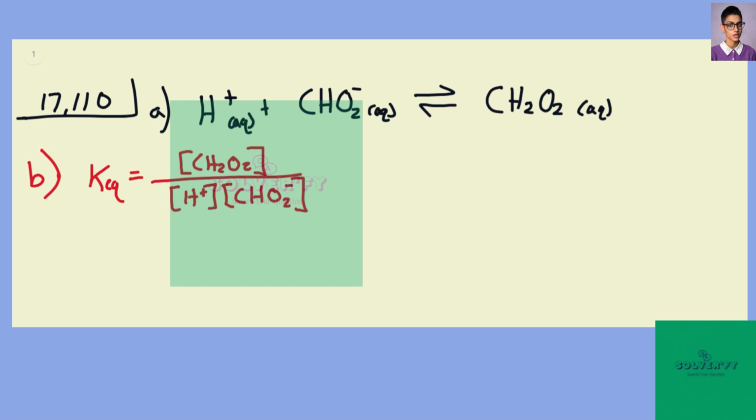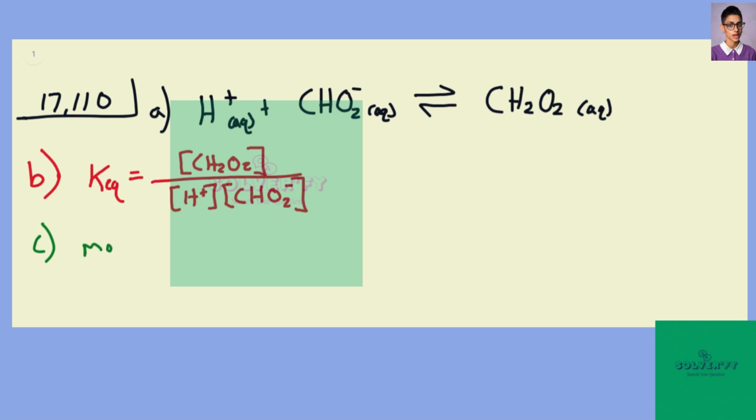And then in part C, we're asked to calculate the equilibrium concentration of sodium, chlorine, hydrogen, formate, and formic acid when 50 milliliters of 0.15 molar HCl is mixed with 50 milliliters of 0.15 molar NaCHO2. So first, we can calculate the moles of each of the reactants that we're putting into this mixture.